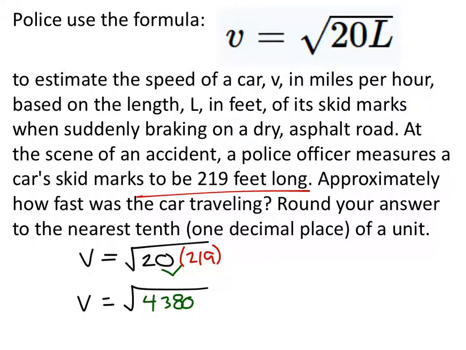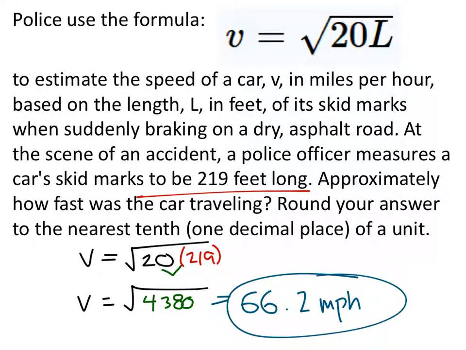And what we actually do want is the velocity, which is the speed right there. So I'm just going to plug that into my calculator, and it should give me some 66.2. But don't forget to label that, right? Miles per hour. Bam. So the speed of a car that was braking on a dry asphalt road that produced a skid mark of 219 feet was going 66.2 miles per hour. I have no idea how legitimate this is, but it sounds cool.